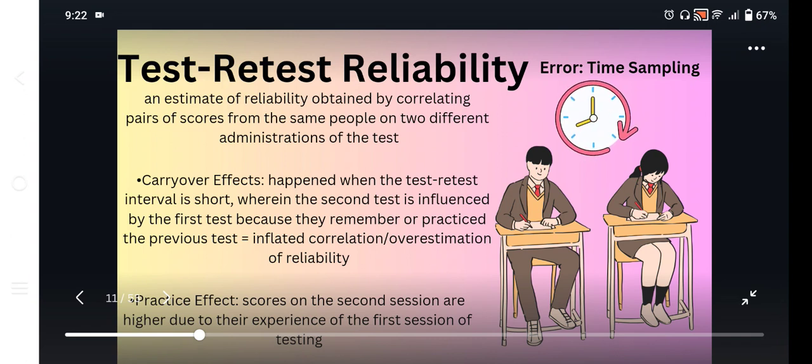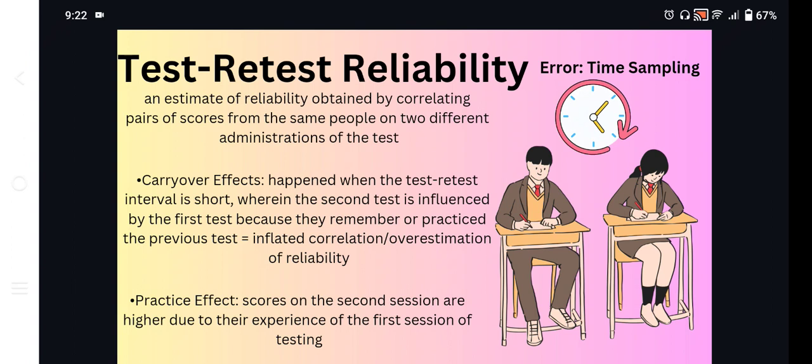Unless when measuring variables that fluctuate. Okay? Passage of time is error itself. A longer interval between two administrations equals a lower reliability coefficient, and the correlation between two administrations decreases. Okay?